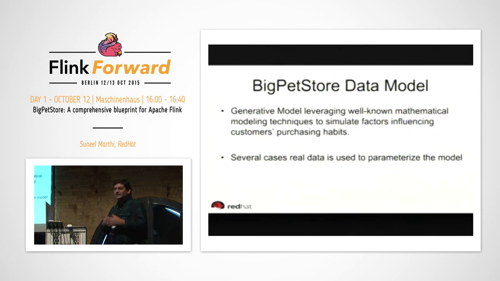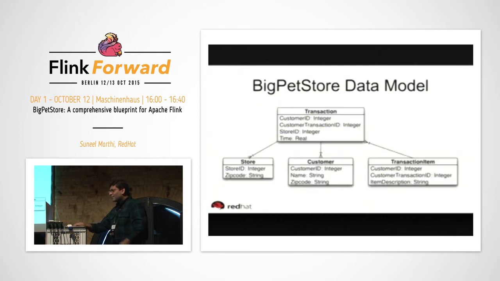And based on that, you can actually parameterize your machine learning models. So based on your purchases and the kind of data that you're generating, you can parameterize your machine learning models. So this is a sample schema of the different data points that you have in the BigPetStore data generator.